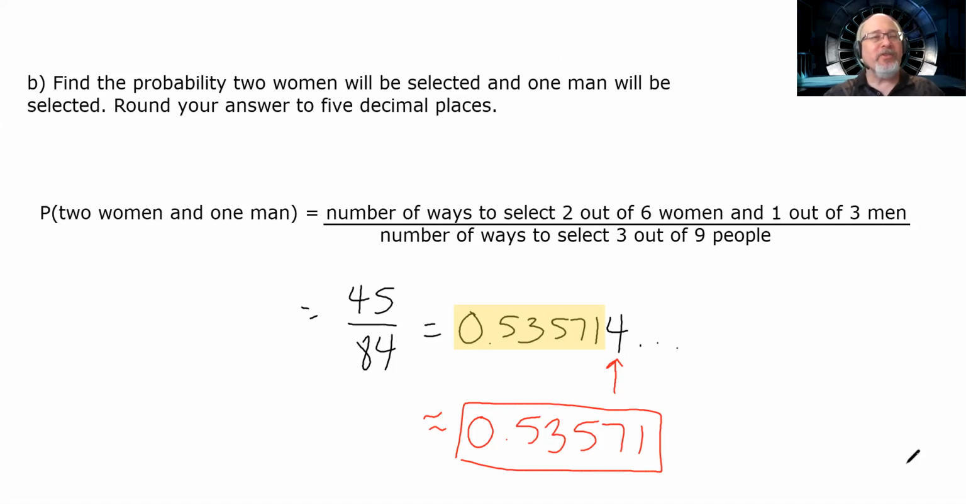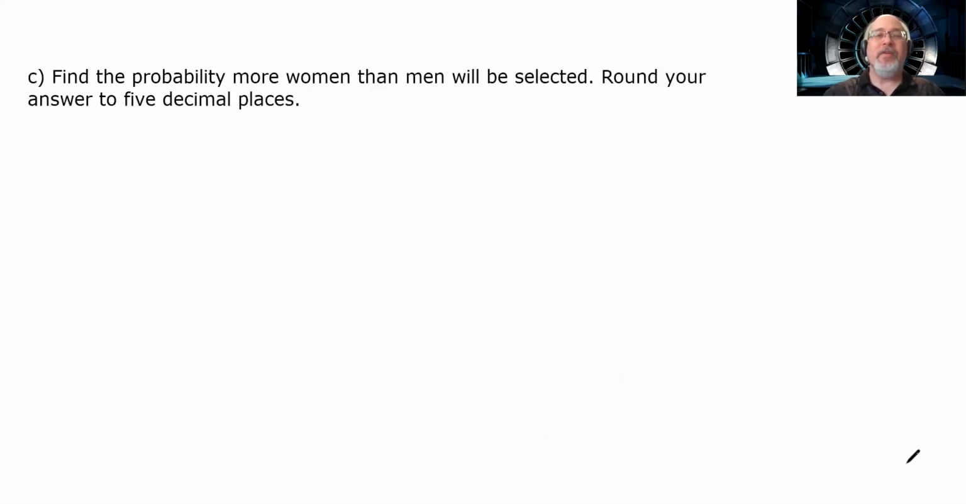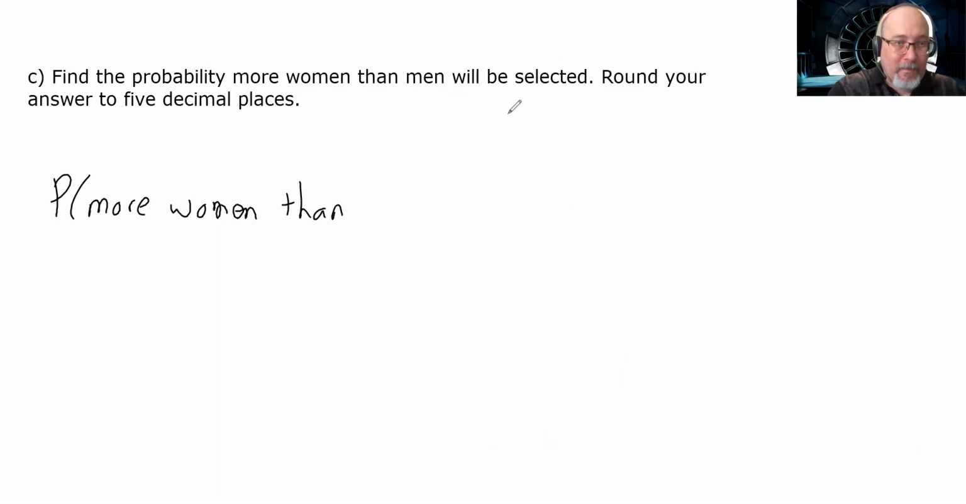We do have one more part to this problem, but it's a real easy one to answer because it's based on the first 2 parts. Find the probability that more women than men will be selected. This may sound tougher because it doesn't give a specific number, but let's think about it. The probability that you select more women than men. I'm going to write it down here because I know I'm going to run out of room.